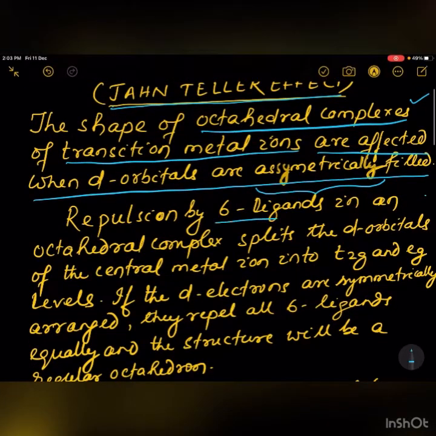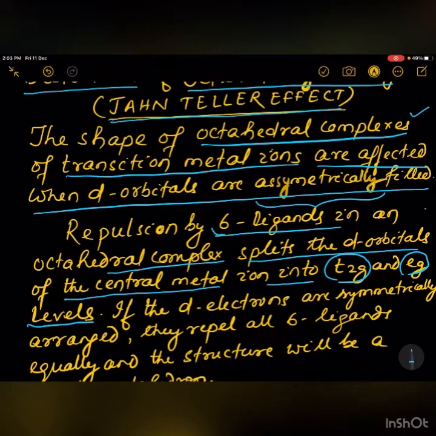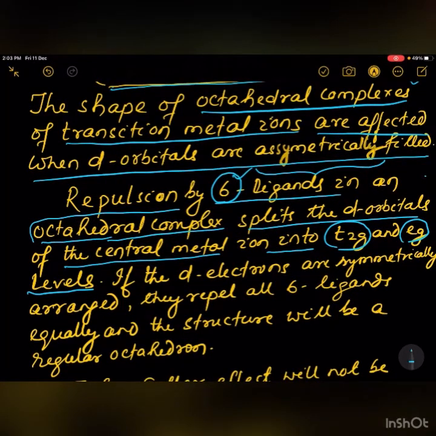Repulsion by 6 ligands in an octahedral complex splits the d orbitals of the central metal ion into t2g and eg levels. In an octahedral complex, definitely there are 6 ligands bonded to the central metal ion. When there are 6 ligands, the shape of the complex is octahedral. During formation of 6 bonds with the central metal ion, the d orbitals in the d subshell split into t2g and eg.